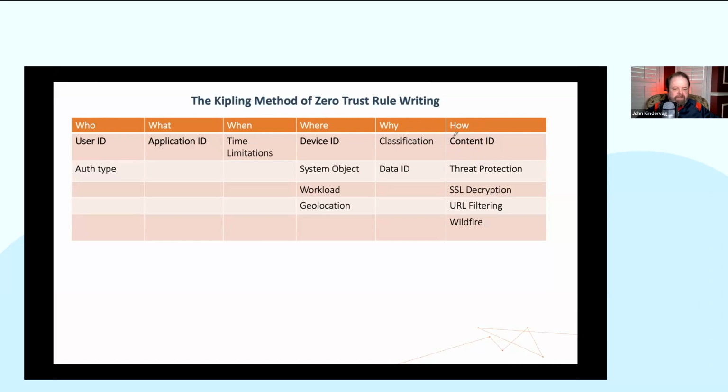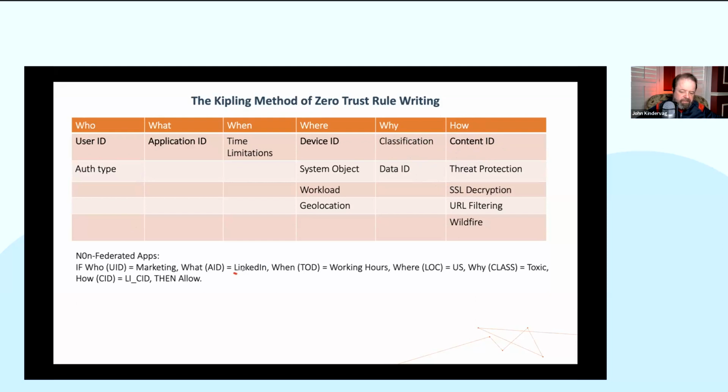And then finally, what are we going to do to the packet? How are we going to inspect it? How are we going to look at it to make sure that it's clean, that it should be allowed, so we can turn on things like threat protection or IPS or URL filtering or whatever we want to do to make that happen. So if we take an example of a non-federated app like LinkedIn, right?